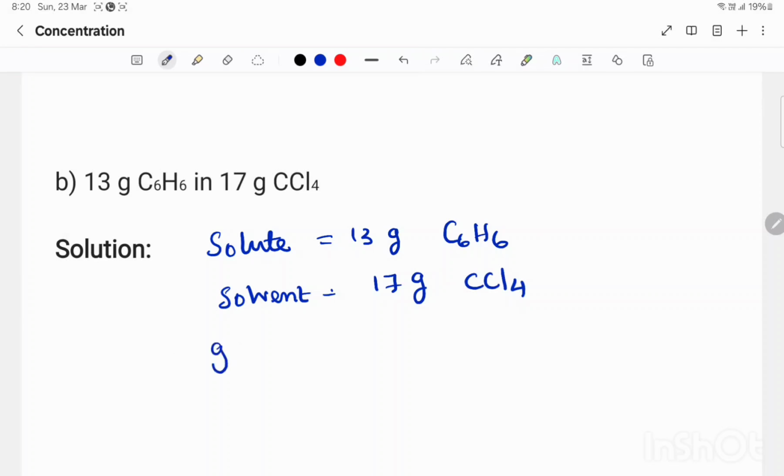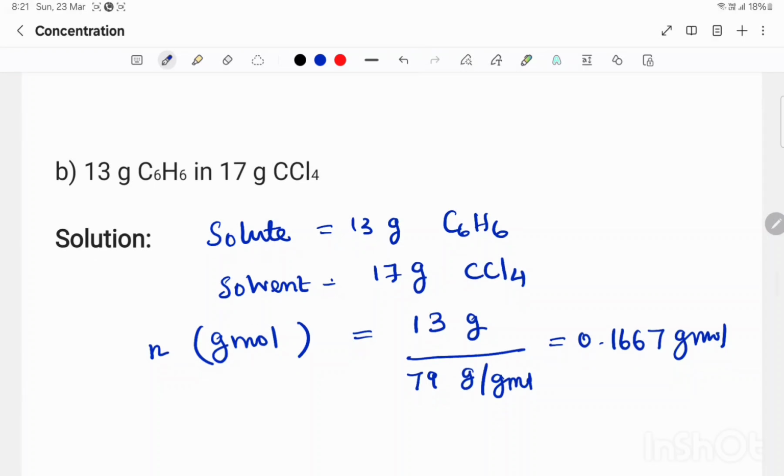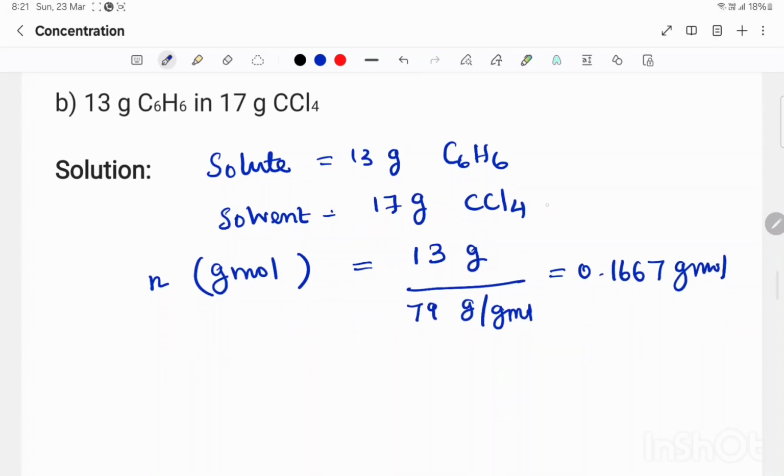The number of moles in gram mole is equal to mass by molecular weight. 13 gram by the molecular weight of C6H6, which is 79 gram per gram mole, so you will get N as 0.1667 gram mole. Next we have to calculate the kg of solvent, but the data is given in gram. We have to convert that into kg. So mass of solvent is equal to 17 gram. Convert that to kg: 17 into 10 raised to the power minus 3 kg.